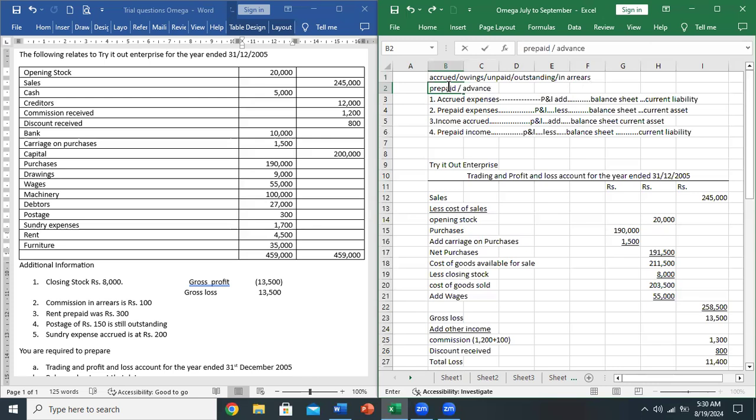So we are saying that if it is accrued, owings, unpaid, or outstanding, we add in the profit and loss. But for prepaid, we less. In the balance sheet, remember to take them either as a current asset or current liability, depending on what you are looking at.